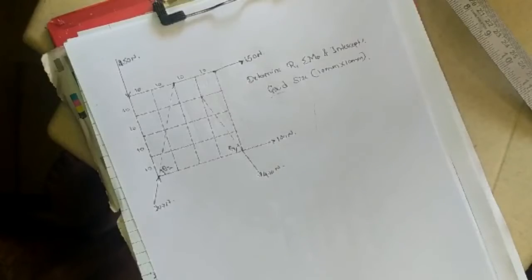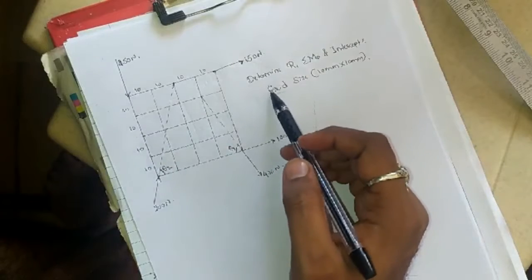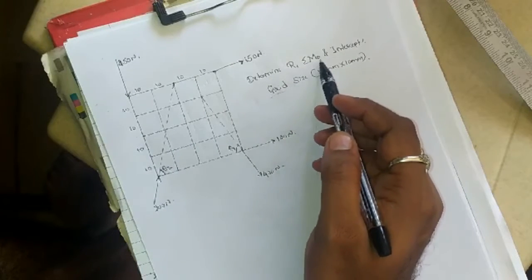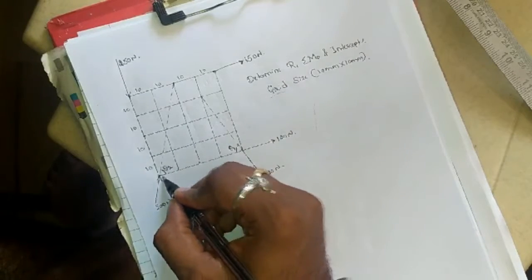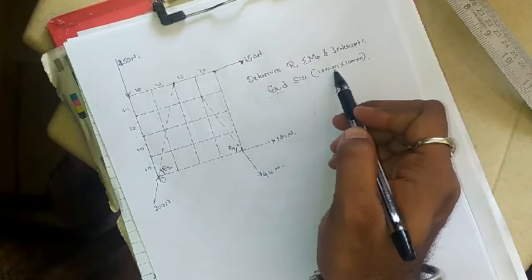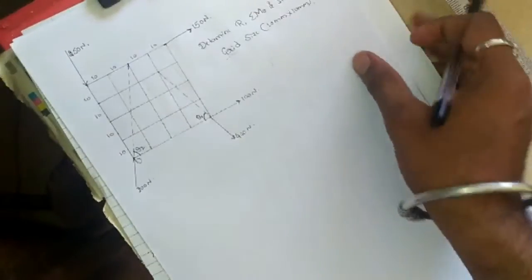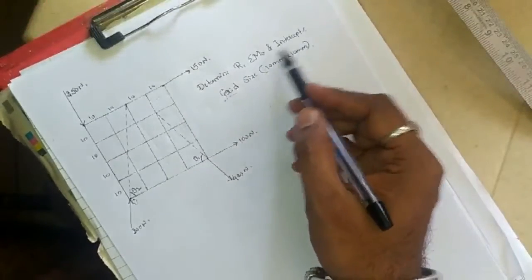Okay, so we'll see the next question. You can see here this is the given figure. The question here is again the same: to determine the resultant moment about point O, the given point, and the intercepts. The grid size is given as 10 millimeter by 10 millimeter, each side being 10 millimeters. So we need to find the resultant moment about point O and the intercepts.